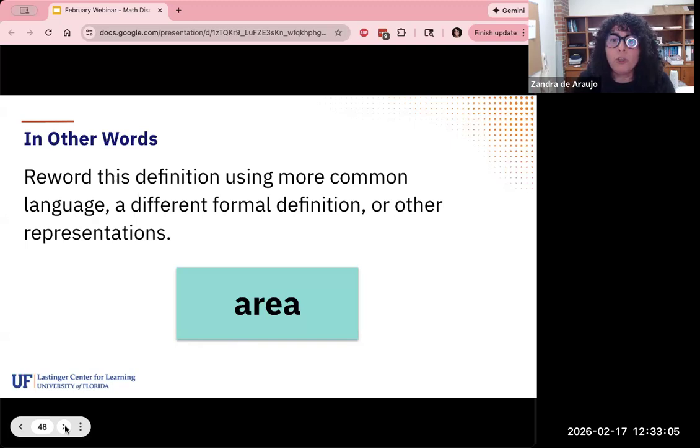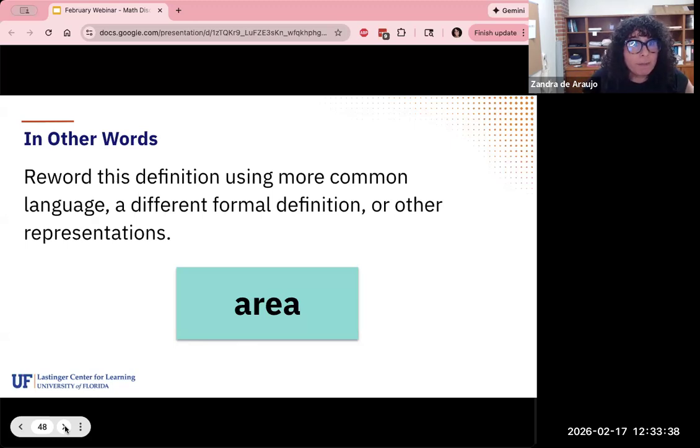For example, you could have a situation like this, a prompt, and say, here's a topic or a term, a concept. Reword this definition using more common language or a different formal definition or another representation. So if I said to my students, area, and maybe I even give them the formal definition of area, you want to ask them, can you say in your own words what area means to you? What do you think of when you're thinking about area?